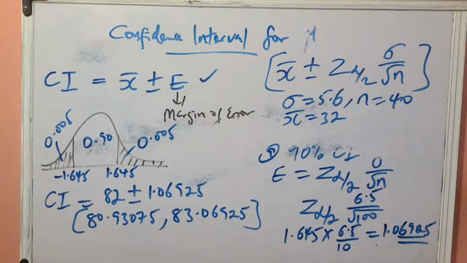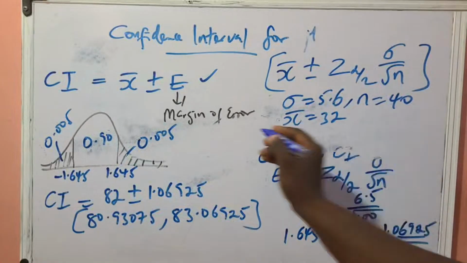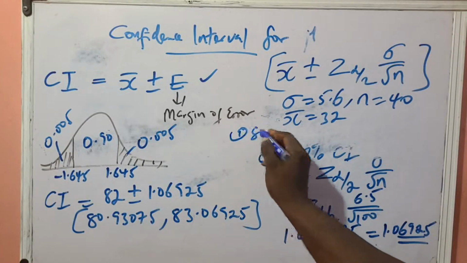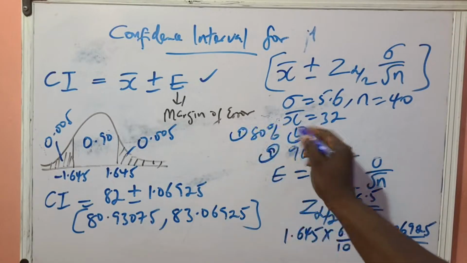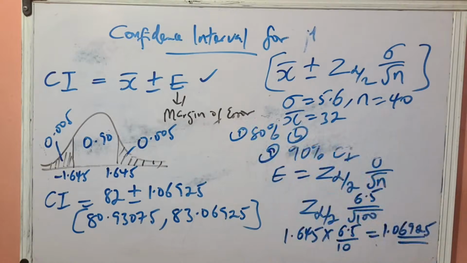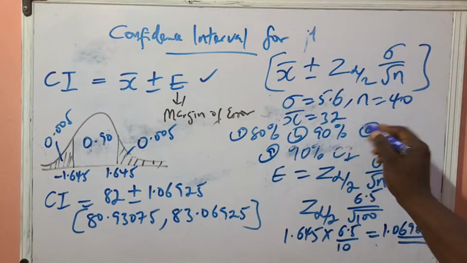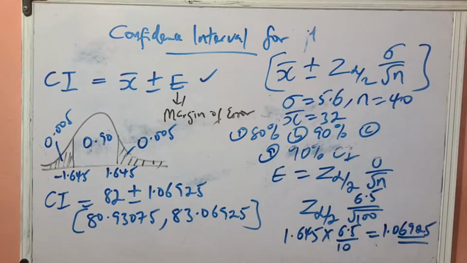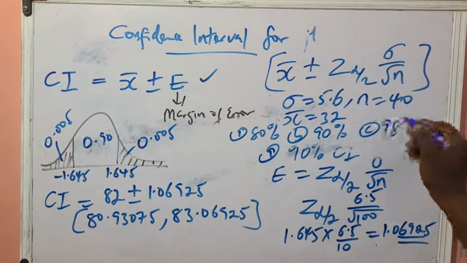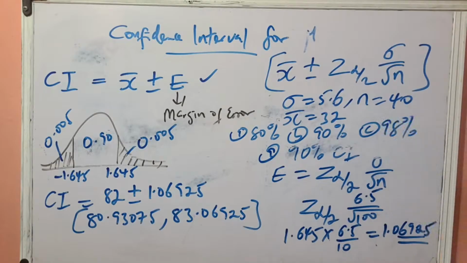So the question is, estimate the confidence interval for the population mean. With the first one, solve for 80% confidence. Second one, you have to solve for 90% confidence. And the third one, I want you to solve for 98% confidence. All right, so you can start solving.